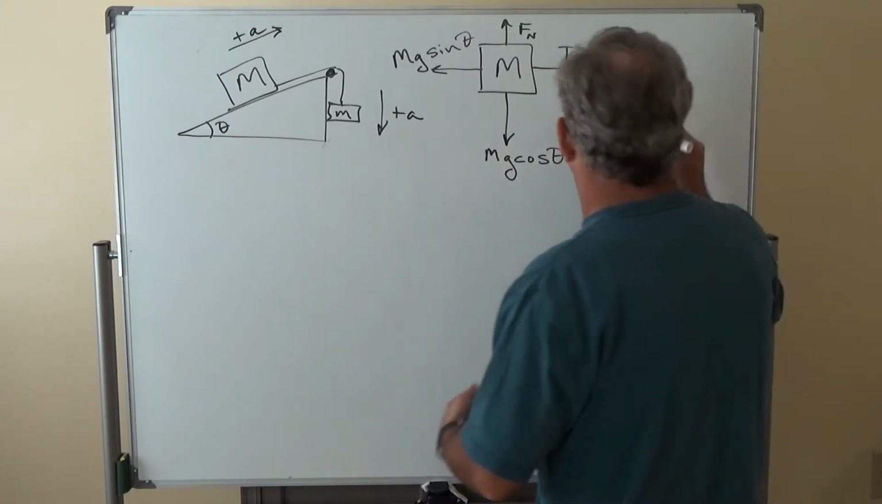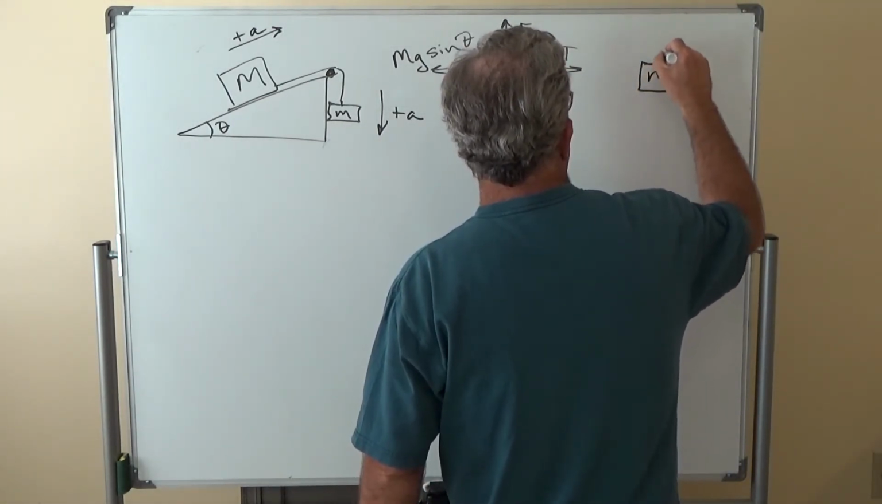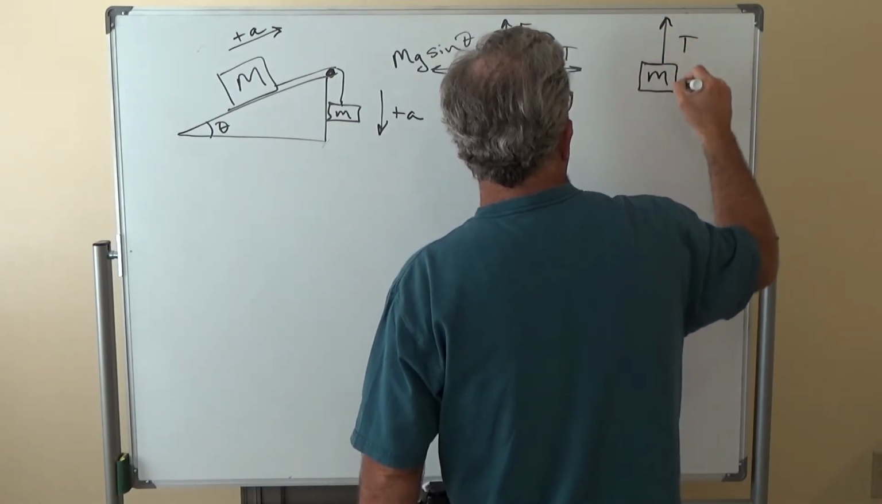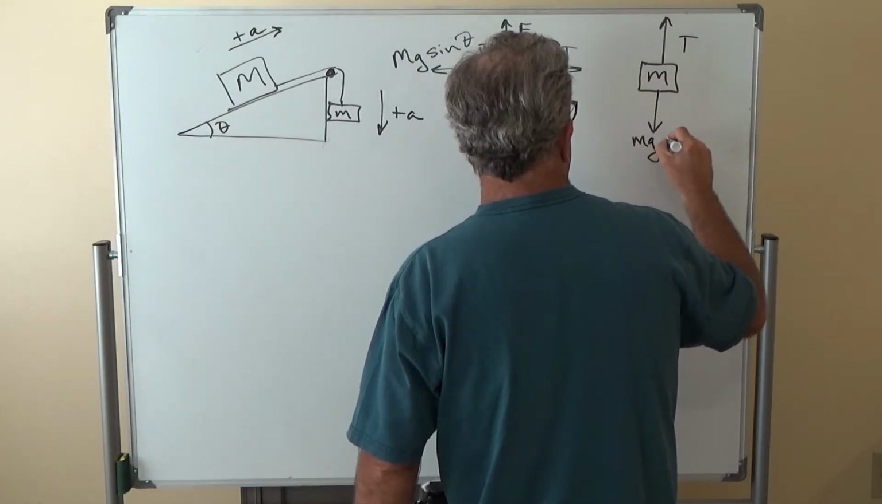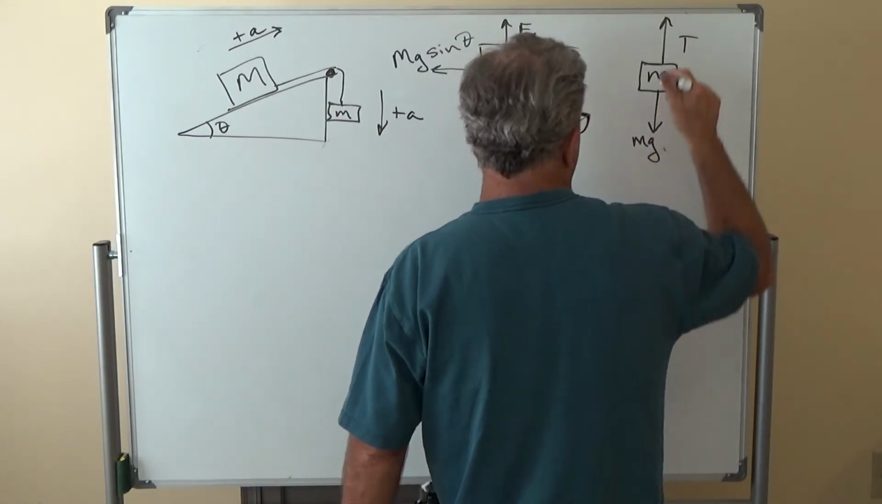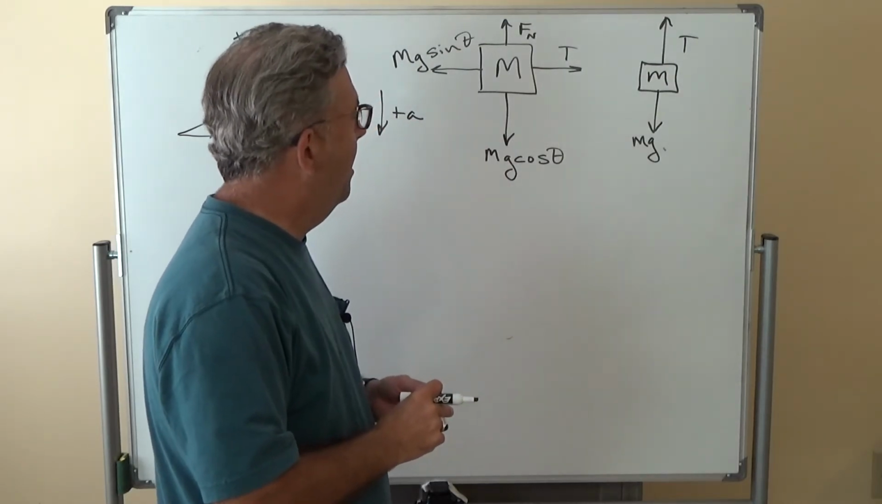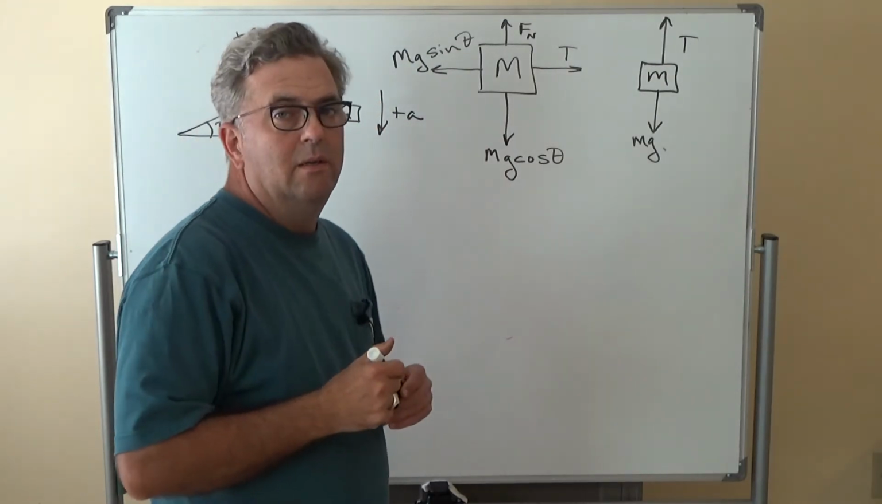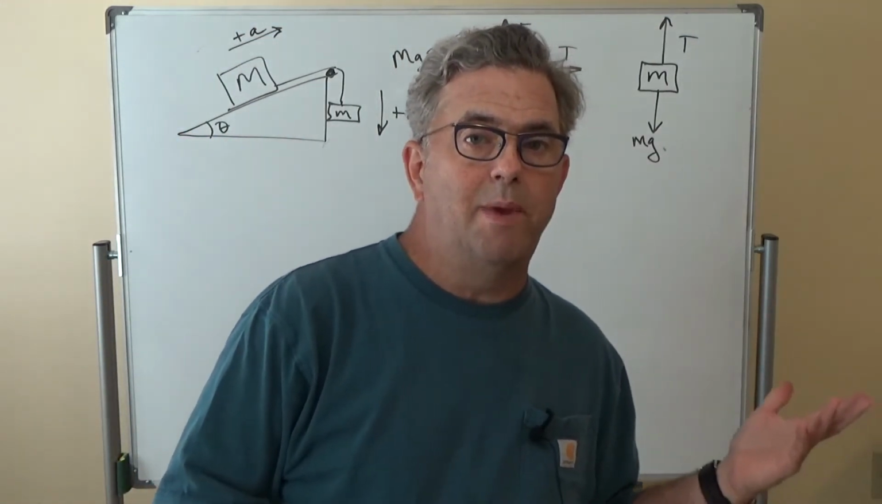Let's look at little m. Little m's pretty simple. There's a tension force here and little mg going down. Okay, nothing strange about that. Now I'm ready to write down the sum of the forces is equal to ma.